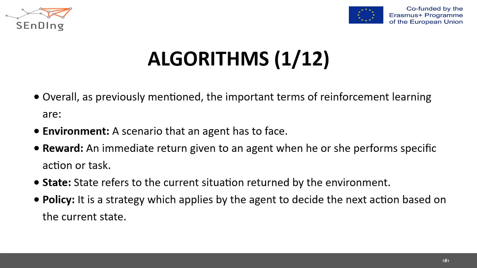Overall, as previously mentioned, the important terms of reinforcement learning are: environment, a scenario that an agent has to face; reward, an immediate return given to an agent when he or she performs a specific action or task; state, which refers to the current situation returned by the environment; policy, a strategy applied by the agent to decide the next action based on the current state.